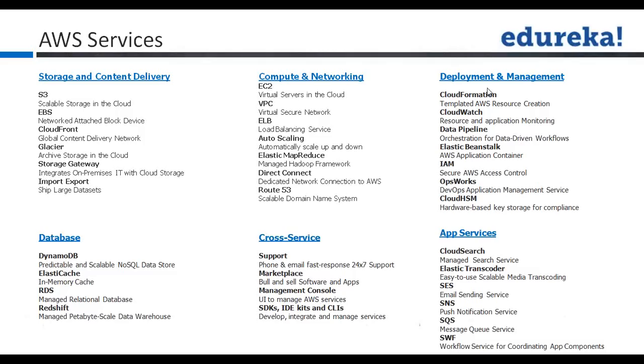In the cloud application base, these are more PaaS offerings again from Amazon, where CloudSearch is a managed search service for you. It's a kind of Solr tool. If you have heard about Solr search, it's almost similar to that. CloudSearch, which you can use to do a search within your application. Elastic Transcoder is for transcoding your media. So easy to use, scalable media transcoding, Elastic Transcoder for that part.